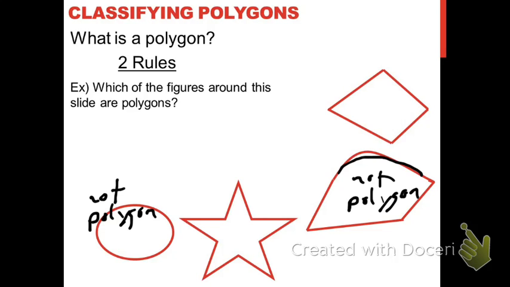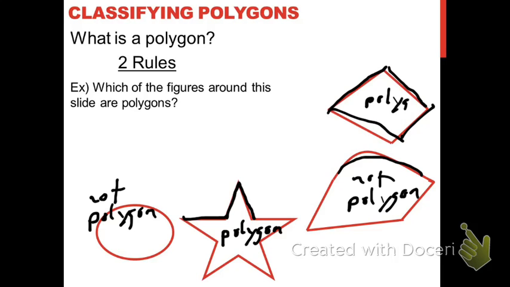You can see that this star is made up of a bunch of line segments. I won't trace them all, but it's made up of a bunch of line segments. Each line segment intersects exactly 2 other sides of the figure. So that is a polygon. And here, this 4-sided figure, where all the sides are line segments, no curves to it. That's also a polygon. Should be fairly simple for you. All right, let's move on.